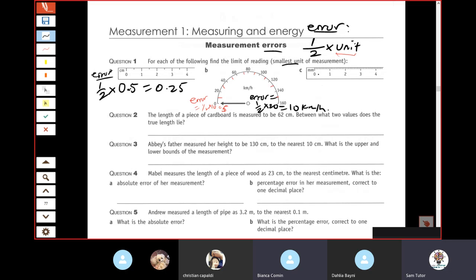We're answering error. All right, this one, it's going up by 1 mil. So 0.25 centimeters. This one's going up by 1 mil. So the answer would be half of 1 mil, which is 0.05 of a millimeter.